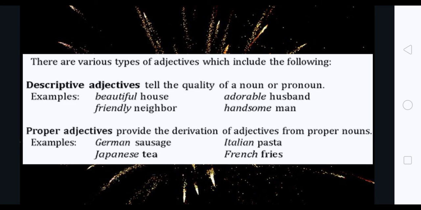For the proper adjectives, derivation from the proper nouns. Just like German sausage from Germany, Japanese tea from Japan, Italian pasta from Italy, French fries from the French or from France. As we can notice, it started with capital letter.